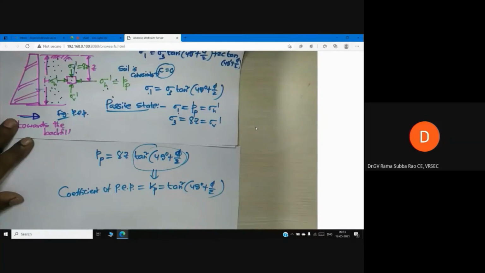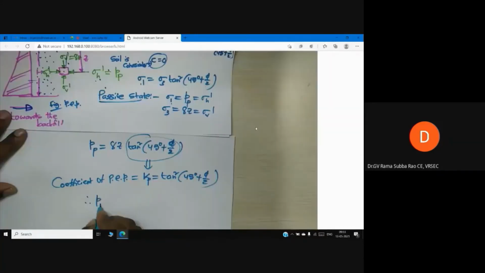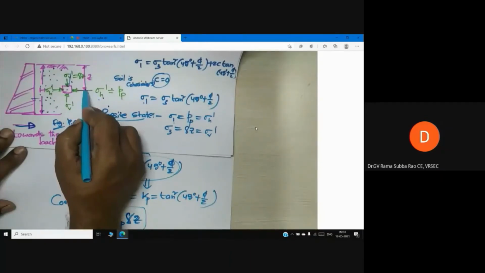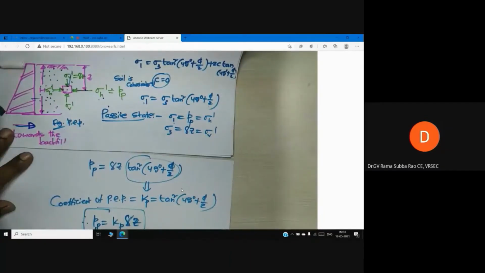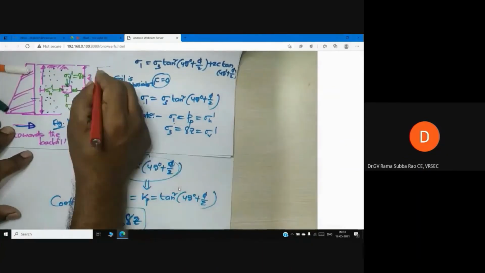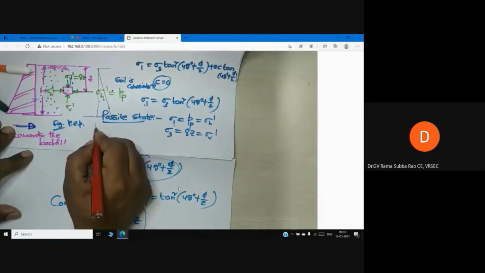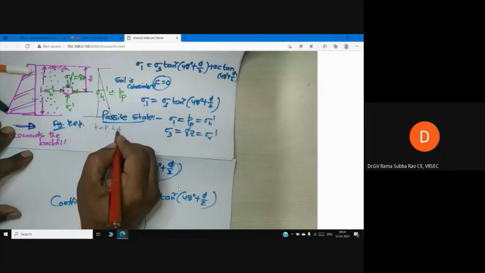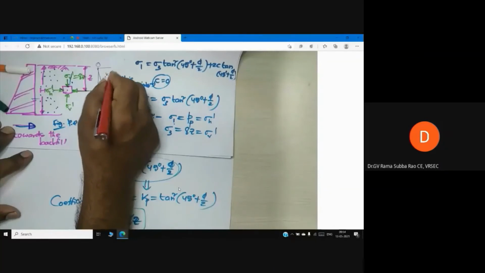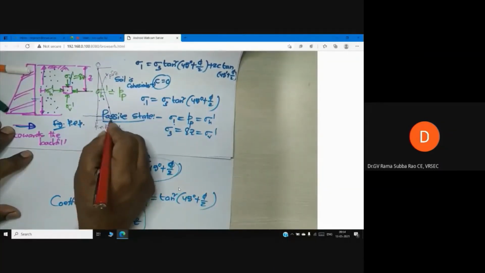So one can ask me, sir, simply please write like this, for us it is very easy. So I am ready to write now. PP is KP into gamma into z. So I am calculating passive earth pressure at any depth z. Now one can ask me, sir, please draw the pressure distribution diagram. I am very happy to draw that. See now, this is the pressure distribution diagram. Here at the top it is 0. Can anyone tell me what is the passive earth pressure at the base of the wall, KP into gamma z?